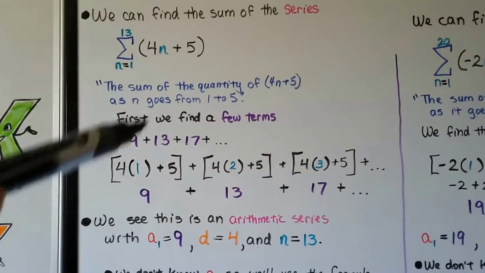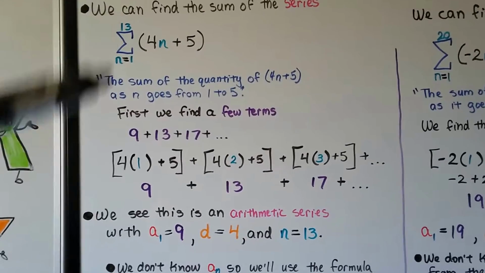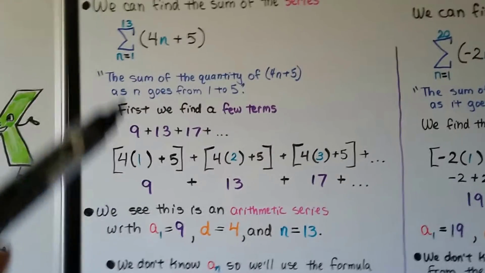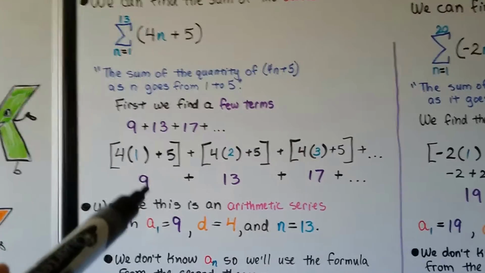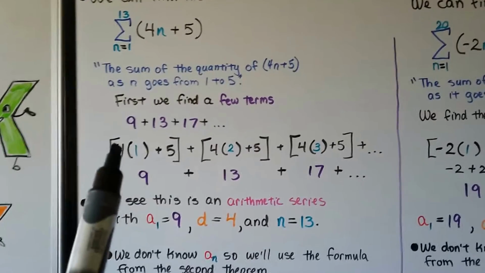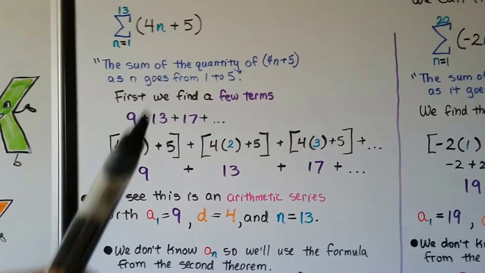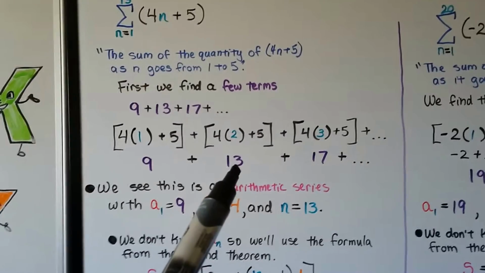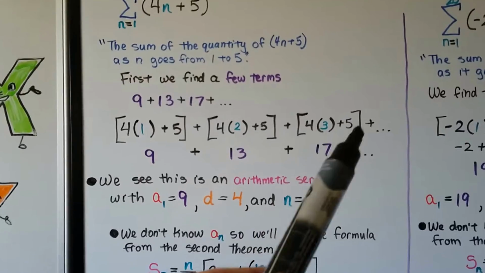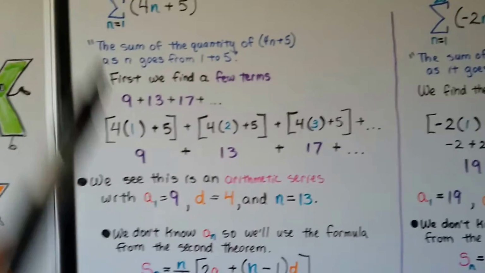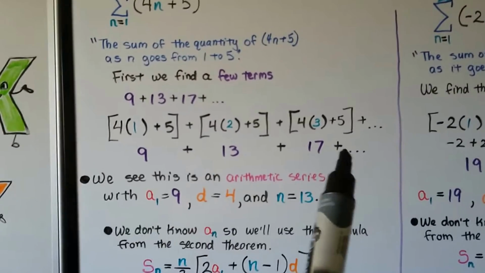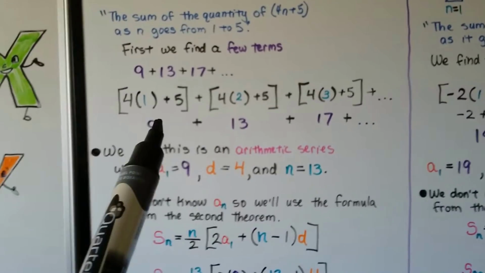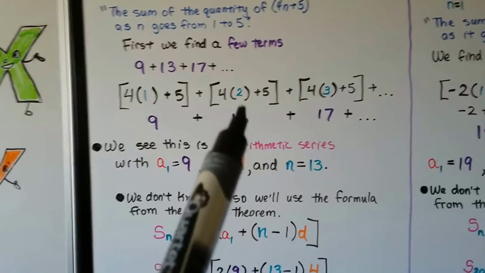So we plug in our numbers. We start with a 1, because we're going from 1 to 13, and we find the first few terms to be able to find the sum of the series. We get 4 times 1 plus 5, that's a 9. We get 4 times 2 plus 5, that's a 13. 4 times 3, and we could go all the way up to 13, okay? But here's the first few terms. We can see the difference. 13 minus 9 is a 4. 17 minus 13 is a 4.